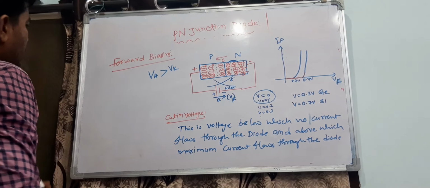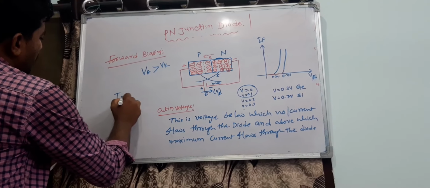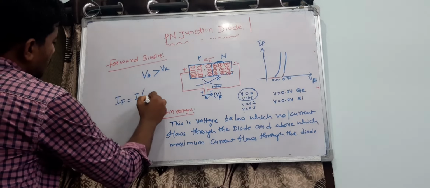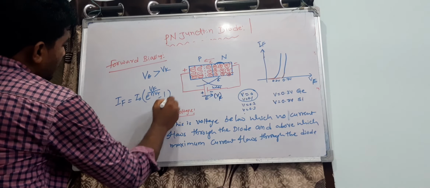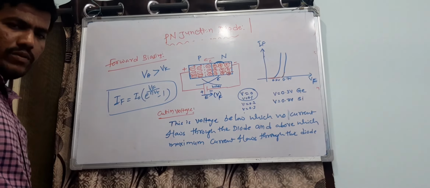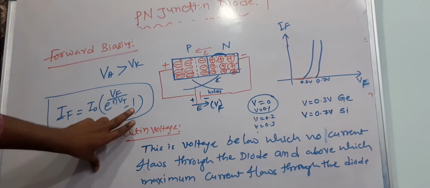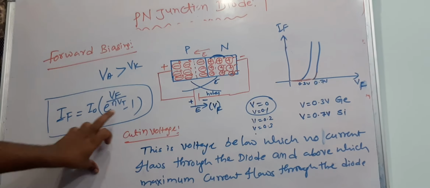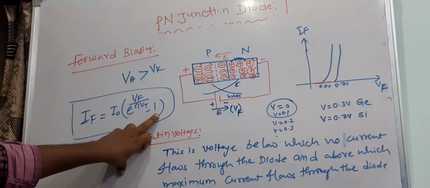And if you remember, one more important equation is there. The diode current IF equals I naught into e power Vf divided by eta Vt, minus 1. This is the diode equation, or forward current equation. This is very important and popular also. Here I naught is a very small amount of current, said to be the reverse saturation current. We can neglect this also.